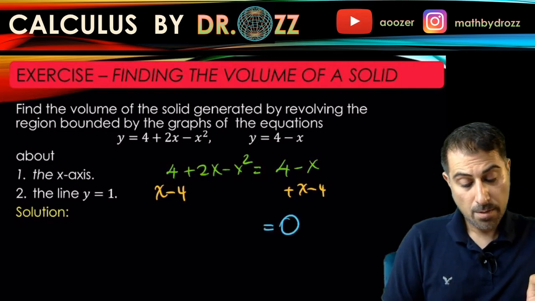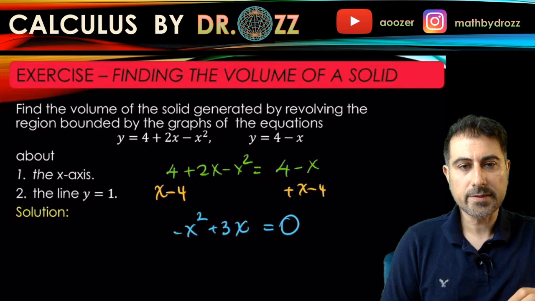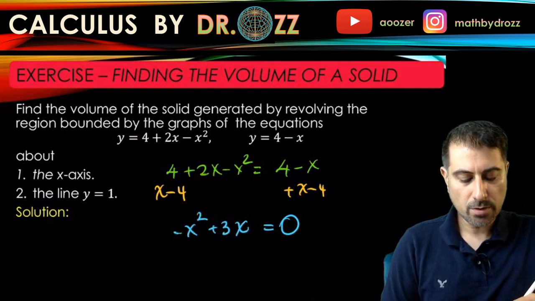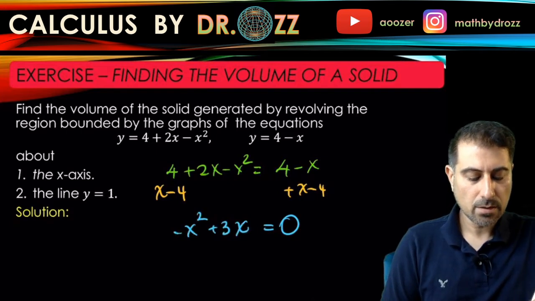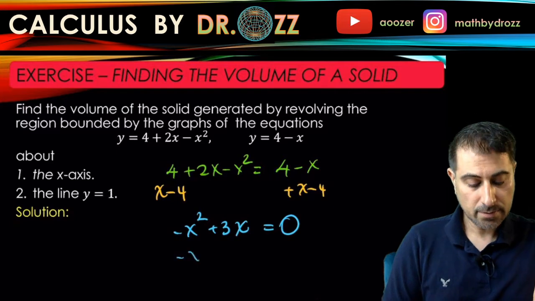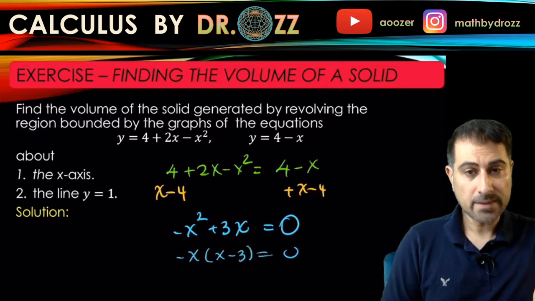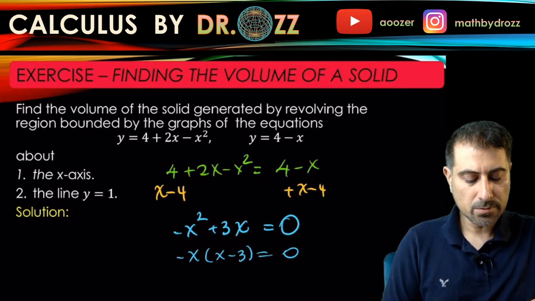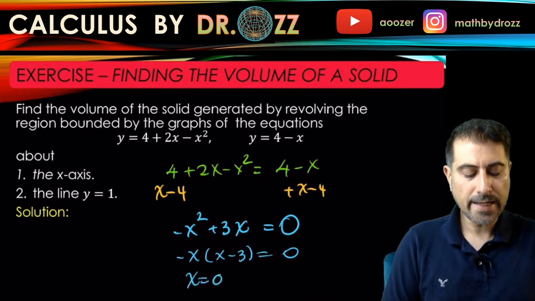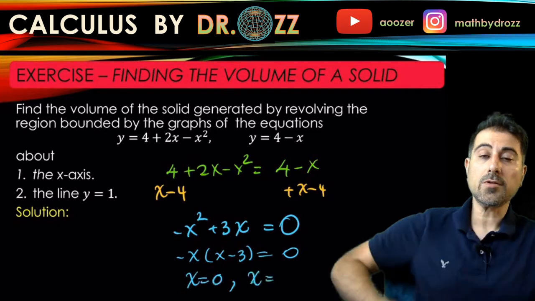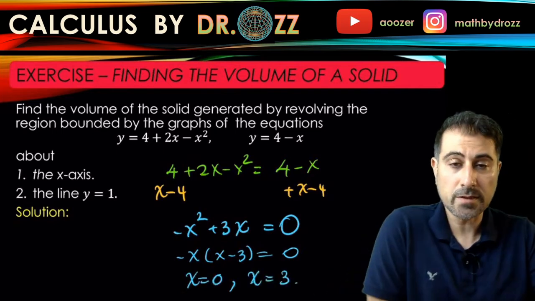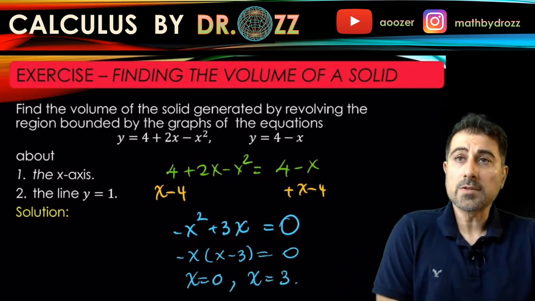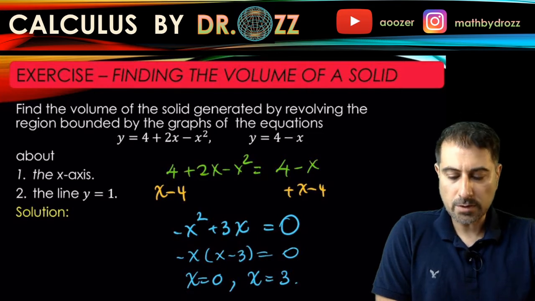is minus x squared plus 3x, and pulling out negative x on the left-hand side, in fact, tells us what the solutions are. One is x equals 0, and the other one is x equals 3. So these two curves intersect each other at two different instances: one is when x equals 0, and the other one is when x equals 3.